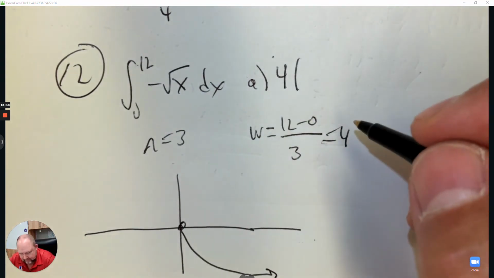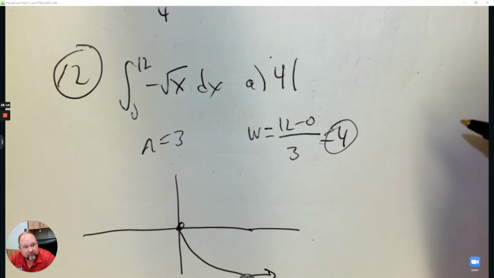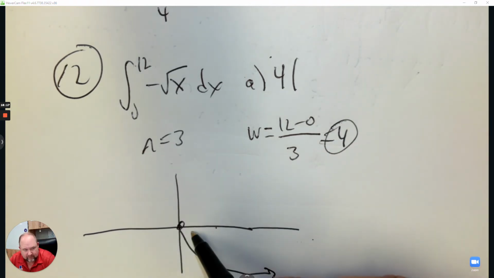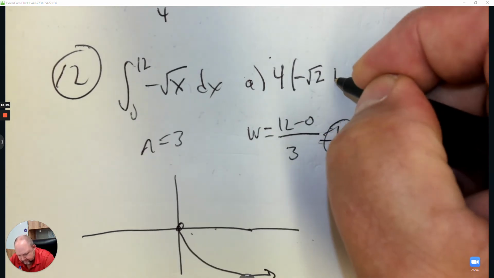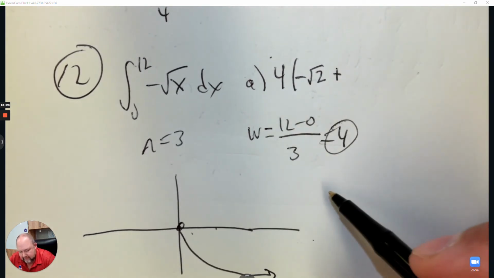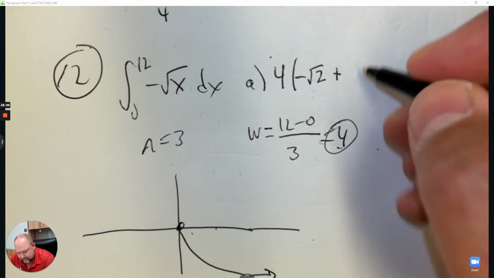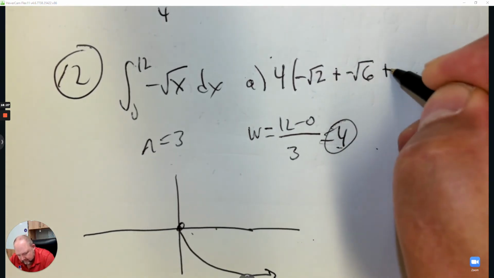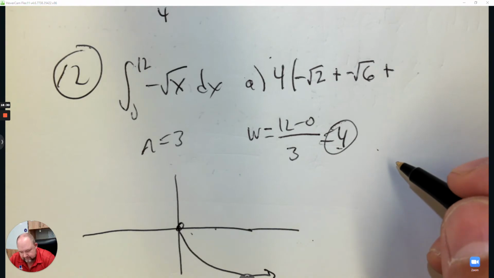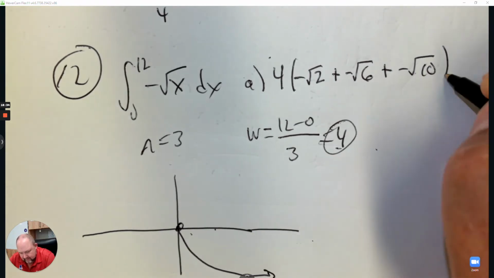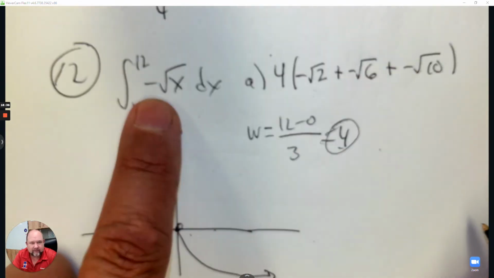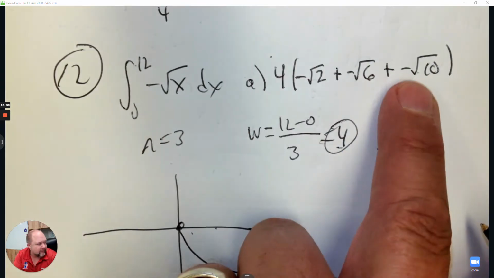For a midpoint, the interval is 4. So from 0 to 4, the middle value is 2. So I would plug 2 in for the height. And then from 4 to 8, the middle value would be 6. And then from 8 to 12, the middle value would be 10. And again, you're plugging these into the function. And that's called a midpoint Riemann sum.